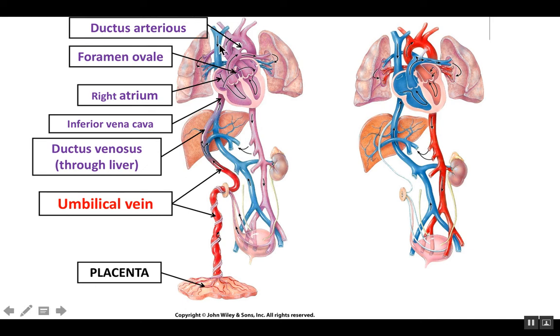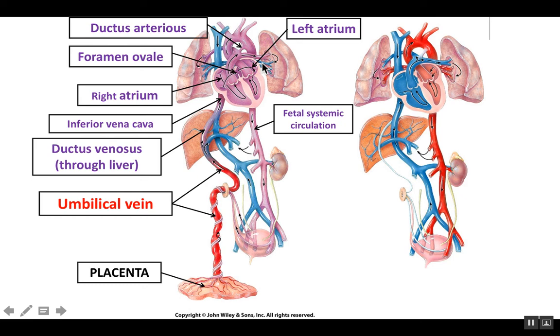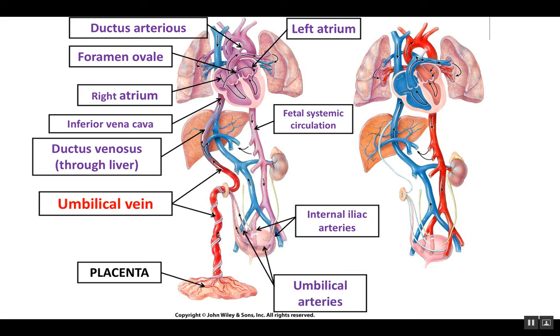I'll point out the ductus arteriosus as well. That's a fetal blood vessel, and it allows some blood to be shunted away from the lungs. Since these lungs are not oxygenating blood, we don't need to send much blood to them. But once you've got blood on the left side, it goes through the fetus via systemic arteries, and eventually those umbilical arteries will come off of the internal iliac arteries and send that blood back to the placenta. So that connects the circuit, if you will.